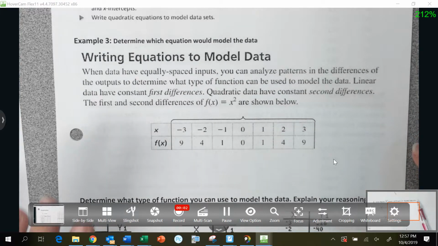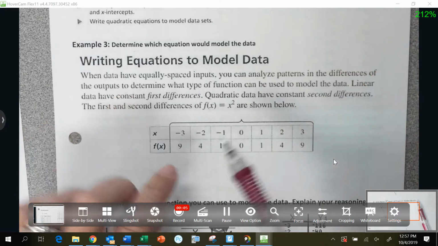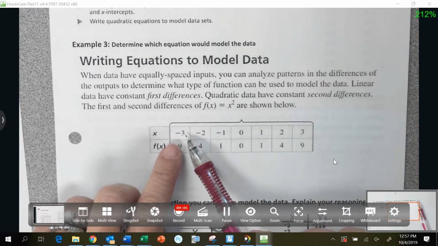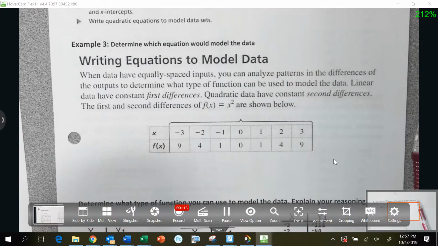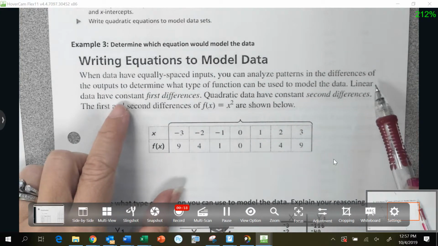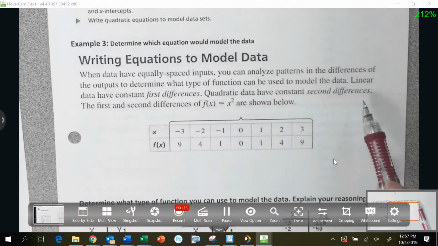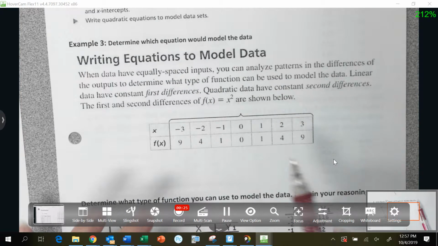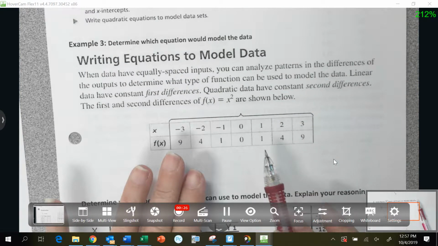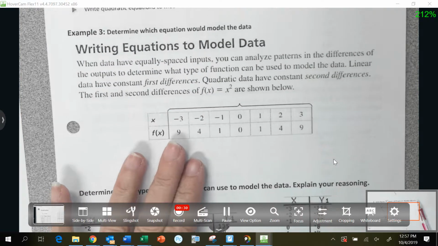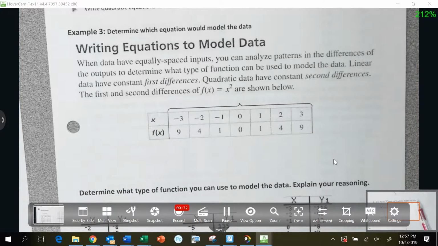When data have equally spaced inputs, which is our x values, what type of function can be used to model this data? Linear data has something called first differences, and quadratic has second differences. And I'll show you what that means. I'm going to use color because I like color. So if you're that same person that likes color, I'm using color to do this.